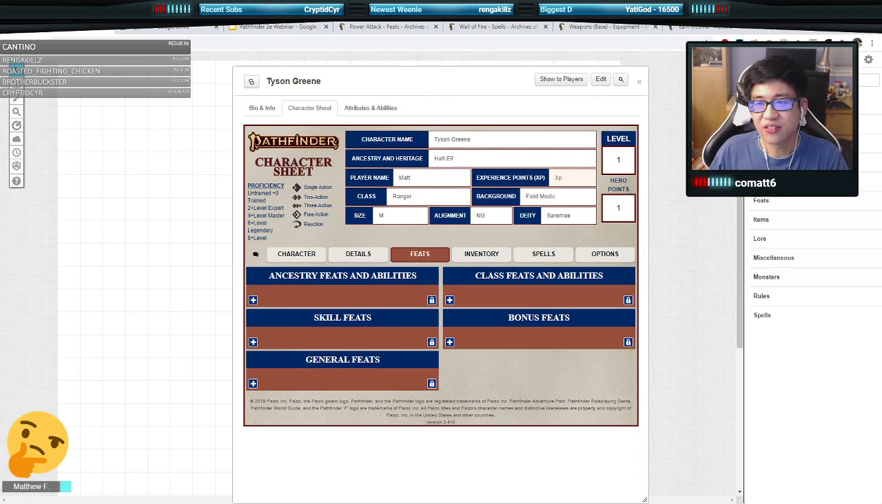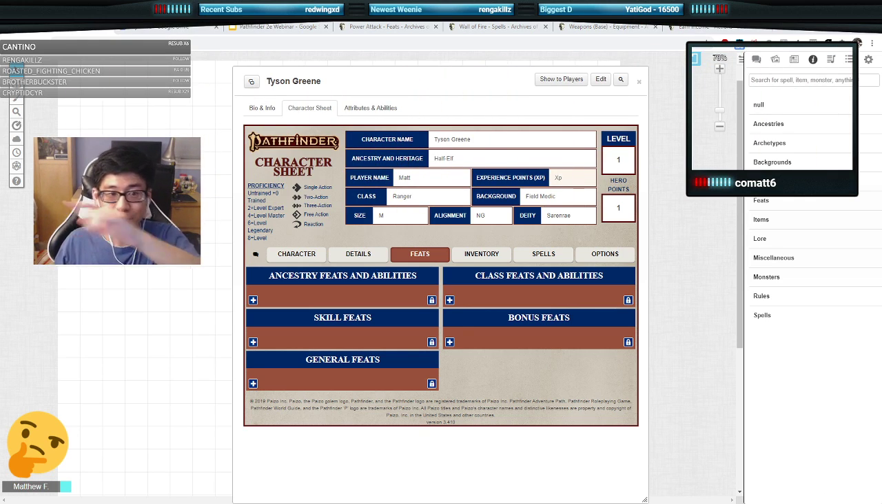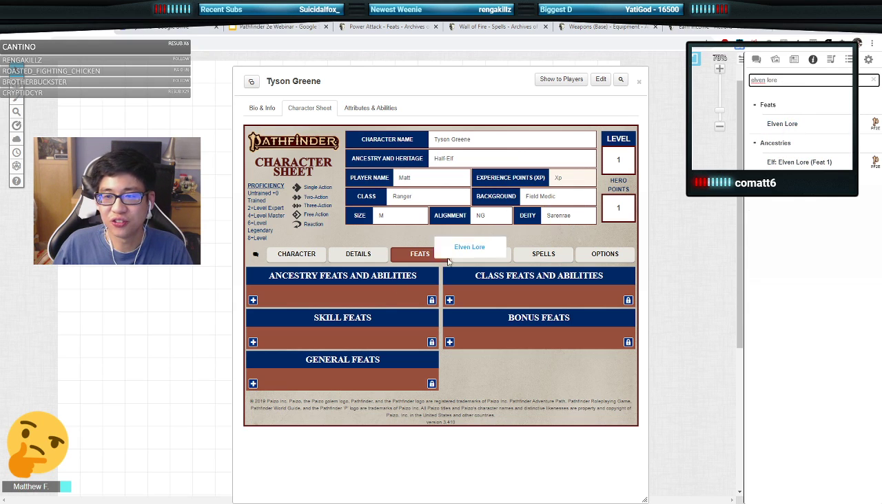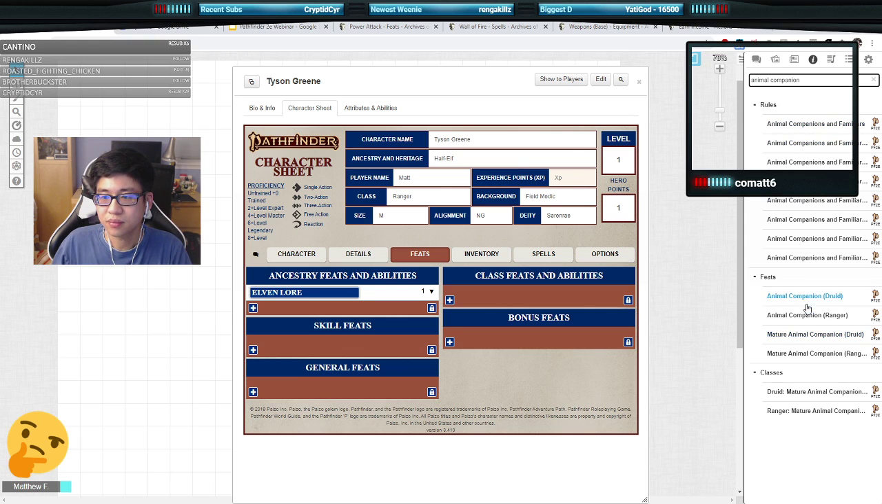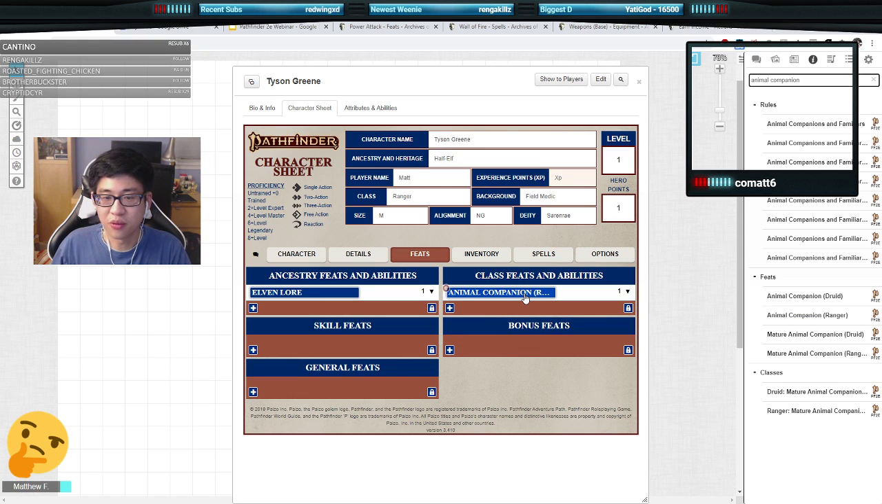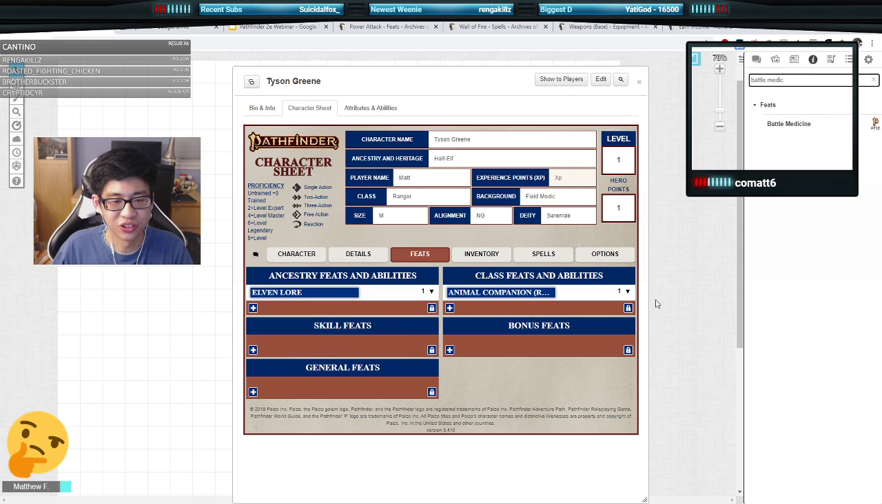Feats. I have the compendium, so I can just, and you can't see this right now, but I can just drag and drop from there into there. So he took Elven Lore as an ancestry feat, so you can just drag and drop that into here. Class feat, Animal Companion. So you can drag and drop it into here. Remember that it's the Ranger Animal Companion, not the Druid Animal Companion. There's a difference. And then Battle Medic, which goes into skill feats.